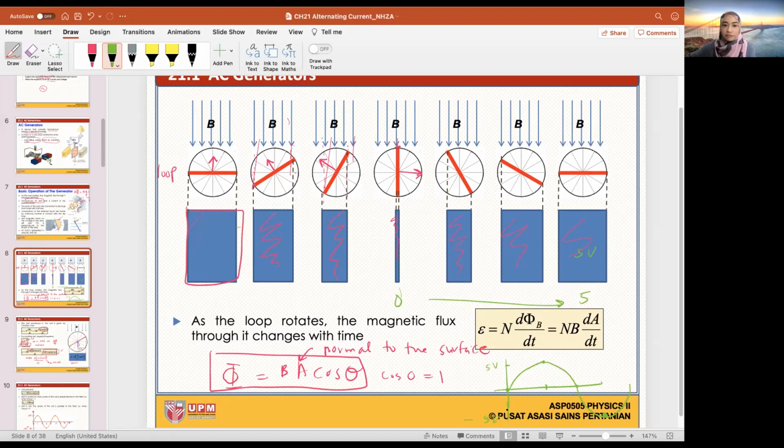So it's a minus 5. So it's a maximum value, but since the direction of current is reversed, it becomes minus 5 volts. So this is how it relates to the sinusoidal graph. Okay, let's go back to the graph.